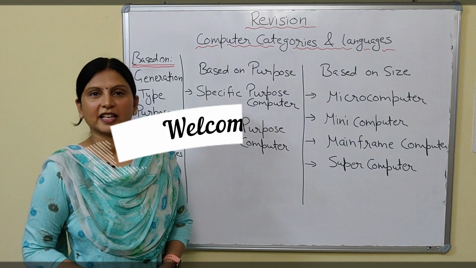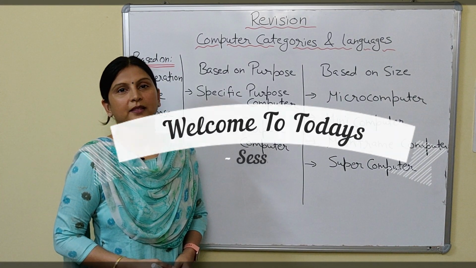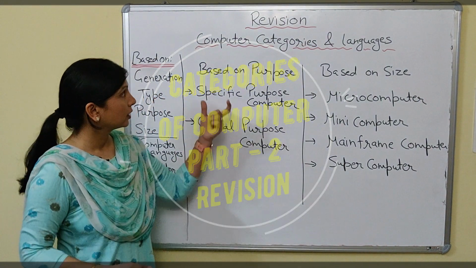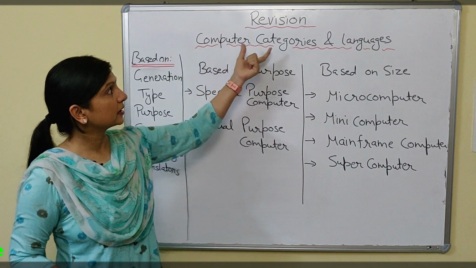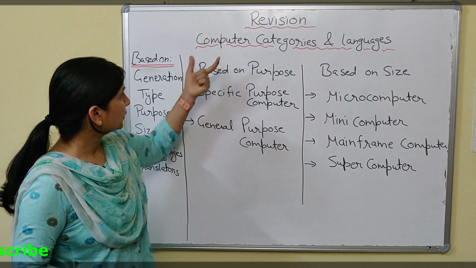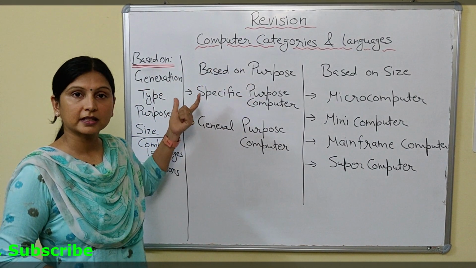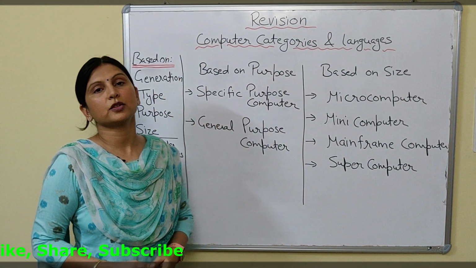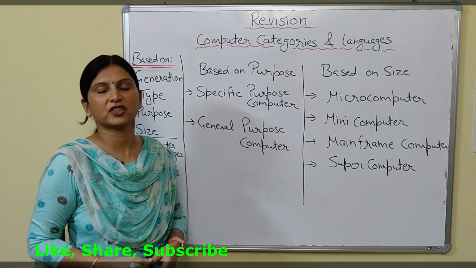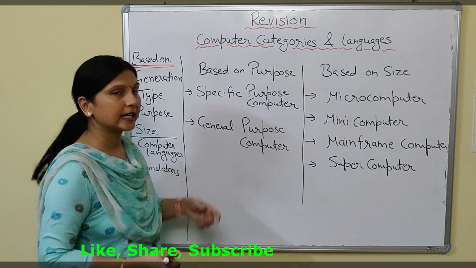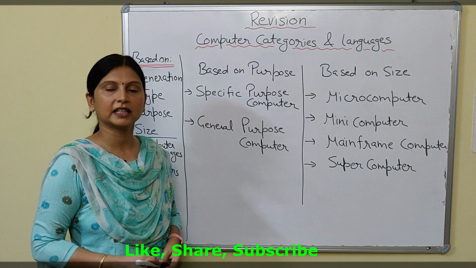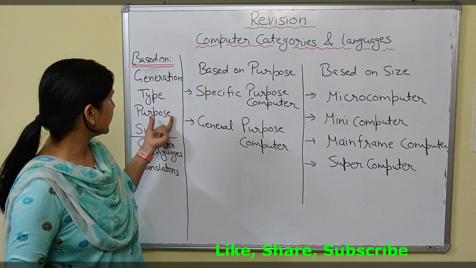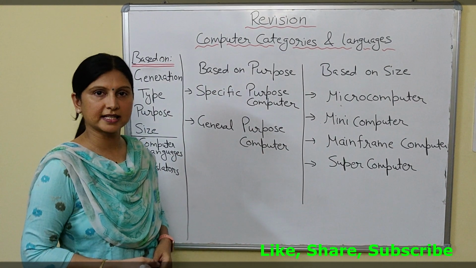Hello everyone, let's start today's computer class, and today we will continue with revision. In the last video we were revising the topic computer categories, and we discussed two topics based on generation and based on type. In based on generation we discussed the 5 generations, and based on type analog, digital and hybrid computer. Today we will discuss based on purpose and based on size.